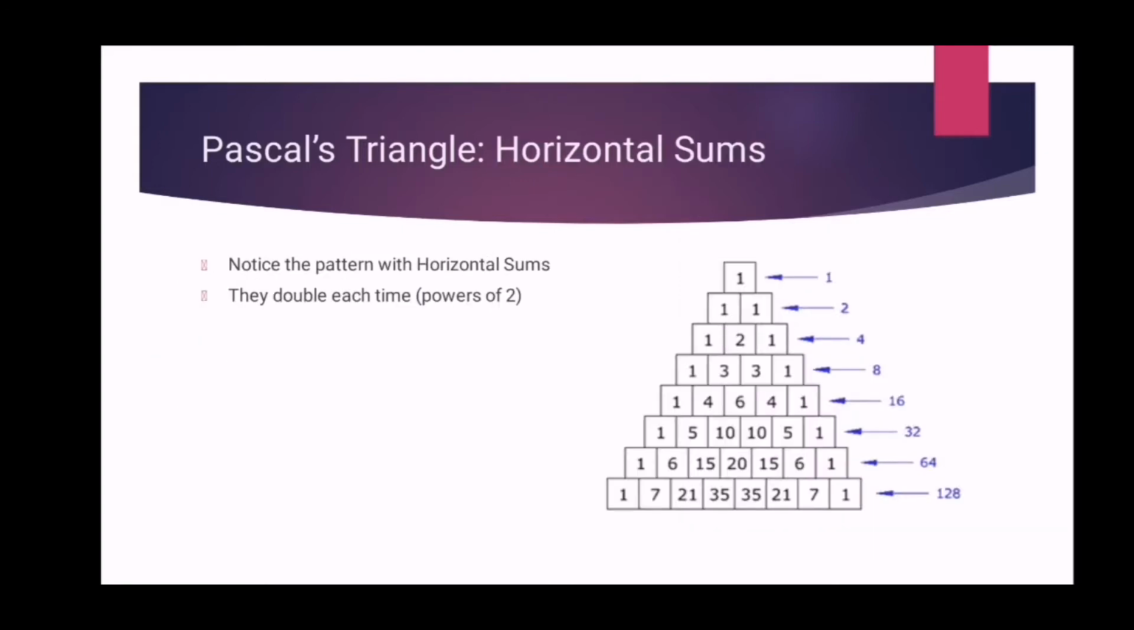The next example of patterns in Pascal's triangle is horizontal sums. Notice the pattern with horizontal sums. They double each time, to the power of 2. 1 times 2 is equal to 2. 2 times 2 is equal to 4. 4 times 2 is equal to 8, and so on.